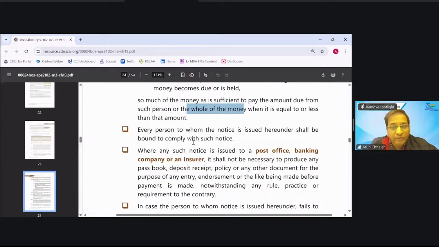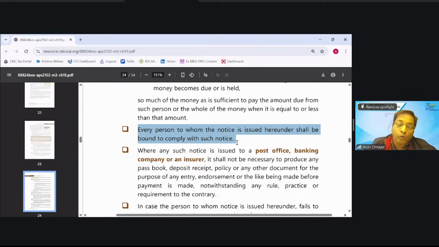Every person to whom the notice, जैसे डेटर्स को या टेनेंट को जो नोटिस भेजा, shall be bound to comply that notice. वो ये नहीं कह सकता कि मैं तो इसका टैक्स पेयर हूं ही नहीं, मैं तो जीएसटी में रजिस्टर्ड भी नहीं हूं, फिर मुझे क्यों नोटिस आया. This notice will be deemed to be complied, will be bound to comply.